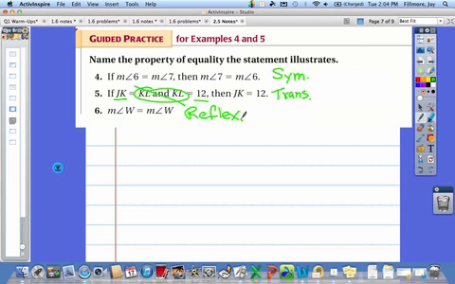So those are examples of where you might see those in real life. Not real life, I'm sorry, in geometry. Well, geometry is in real life, so I guess that's okay to say.